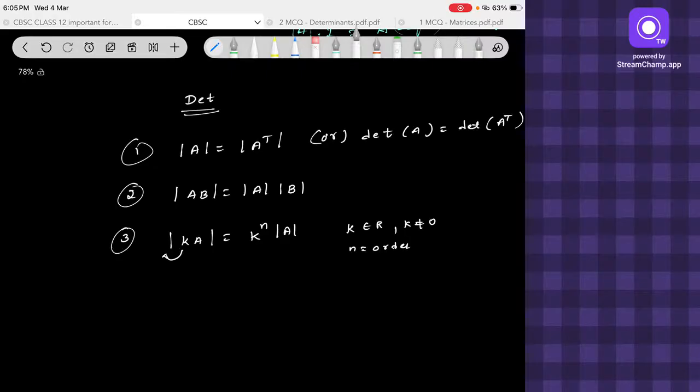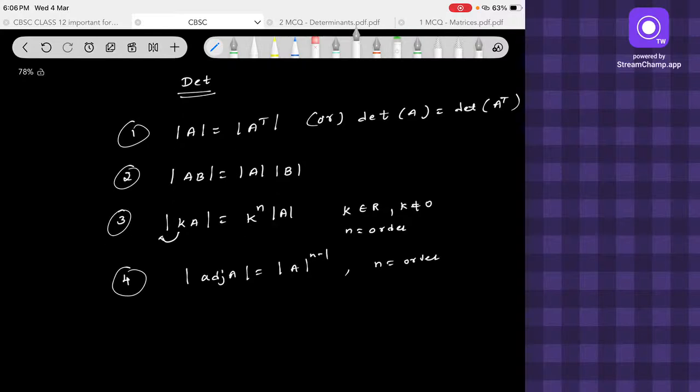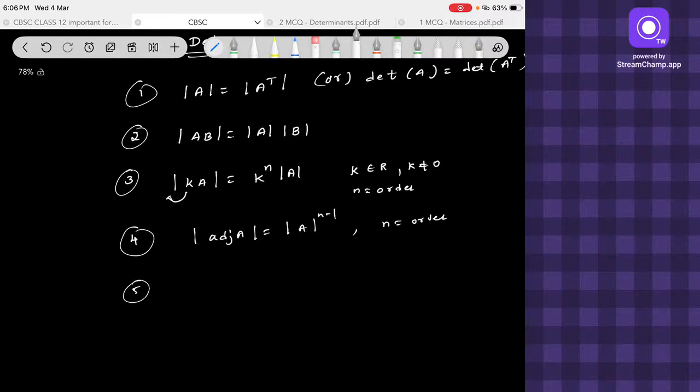Next important, fourth one: determinant of adjoint of A is equal to determinant of A whole power of n minus 1. This is also very important. Here also n is the order of the matrix. And it can be written like this also.